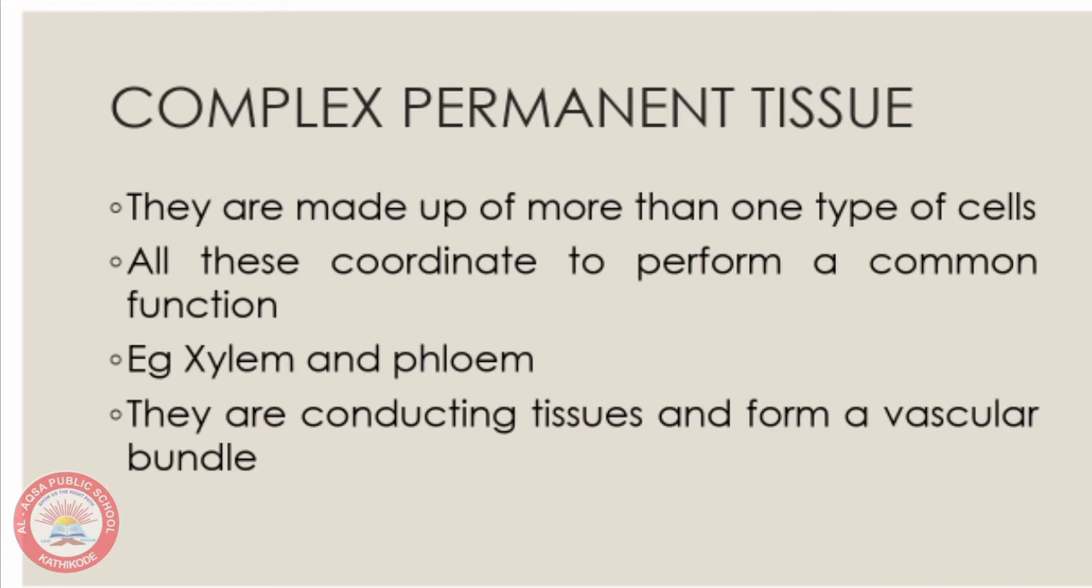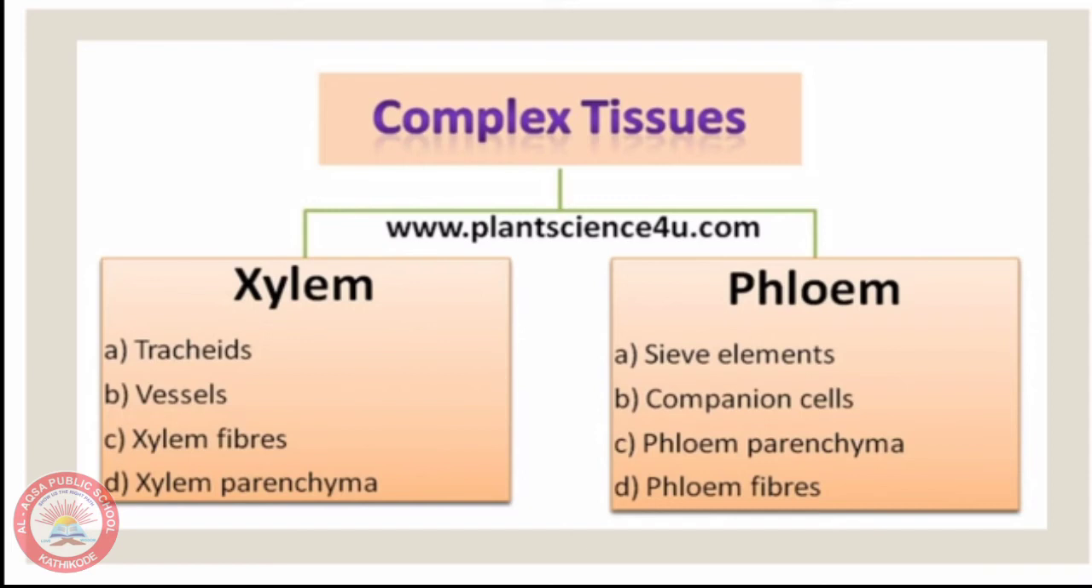Conducting or vascular tissue means they transport food and water from one part of the plant to the other. They form a vascular bundle, which means xylem and phloem are placed together as a single bundle. Look at the different types of cells that form xylem and phloem tissue.